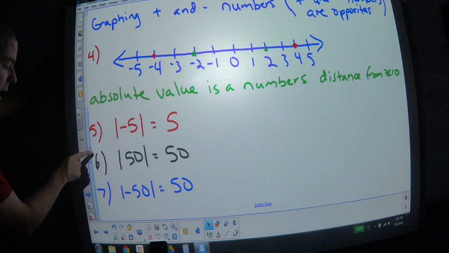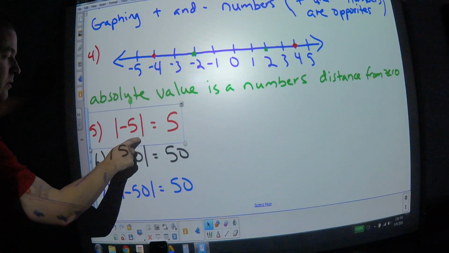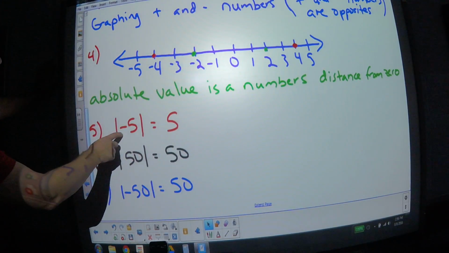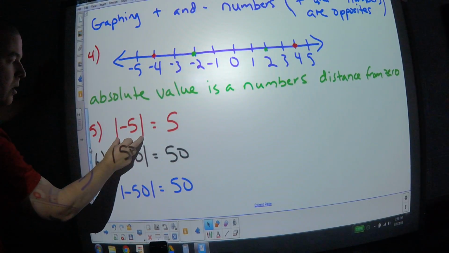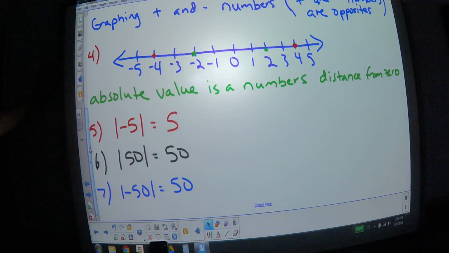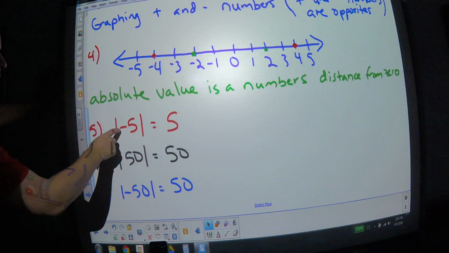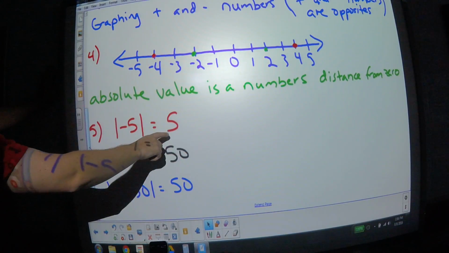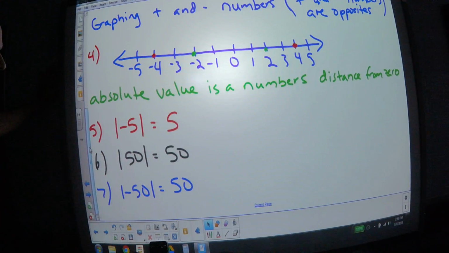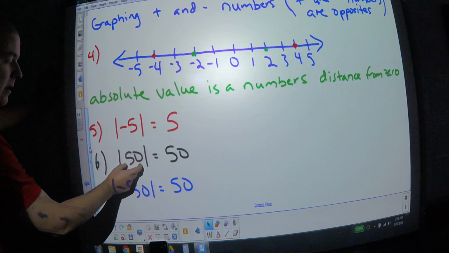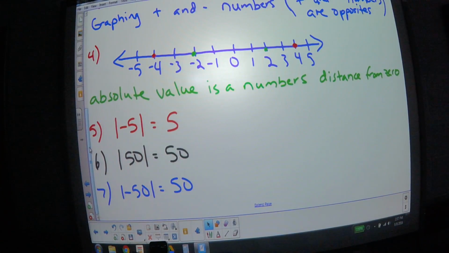So looking at 5, 6, and 7, you need to find the absolute value. These bars here are the absolute value signs. So the absolute value is showing you, in between these bars, what is that value's distance from 0? So what is the absolute value of negative 5 is saying what is the distance of negative 5 from 0? Well, it's 5. Same thing with this. In between the absolute values, what is the distance of what's in between the bars from 0? Well, that's 50, so it's 50 away.